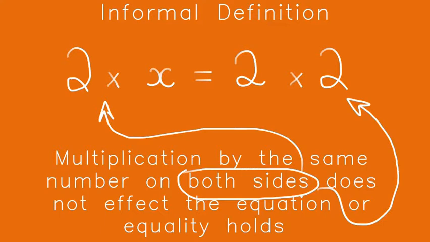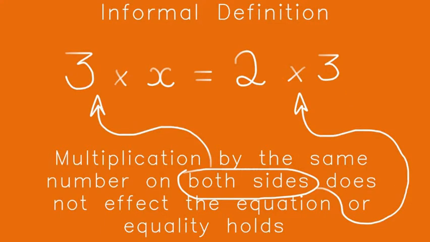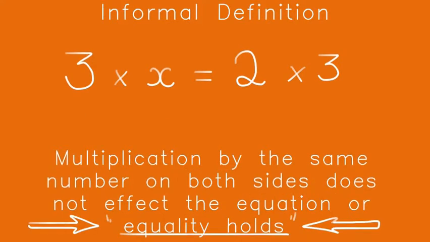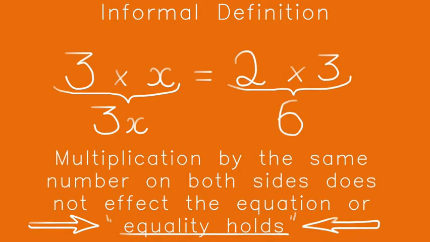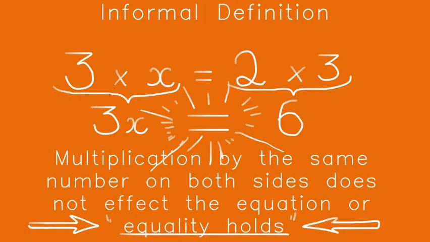Now let's say you don't want 2, you want 3. Well, you can use 3, but at the same time you have to multiply 3 on both sides. So 3 times x is equal to 2 times 3. And that way the equation holds and it does not affect the equation. And if you want to solve the equation, we can say on the left hand side 3 times x is going to be equal to 3x, and on the right hand side 2 times 3 is going to be equal to 6. And that way the equation holds.